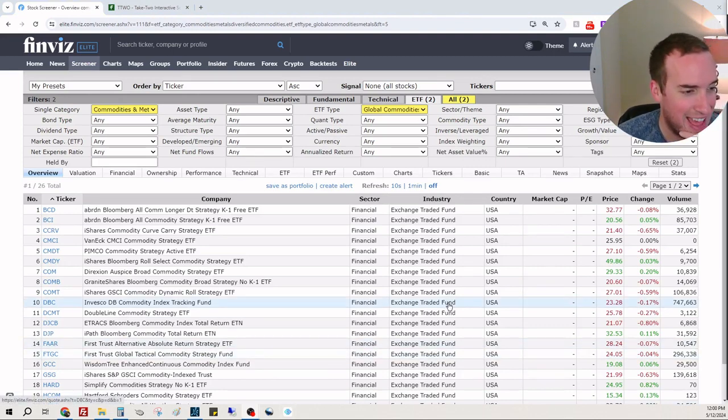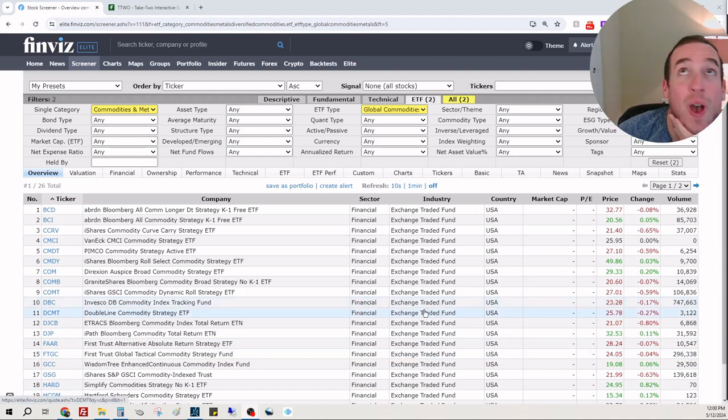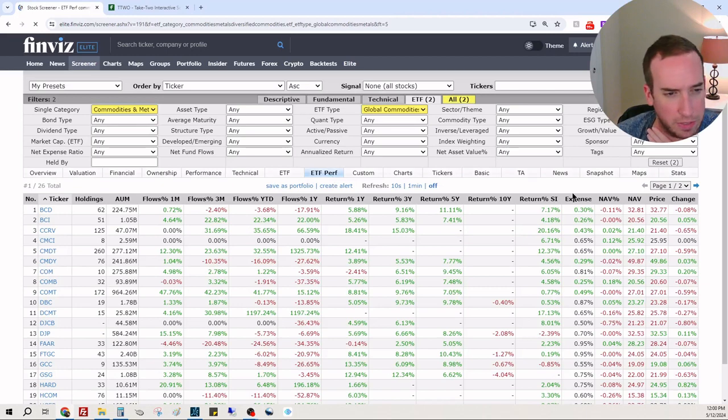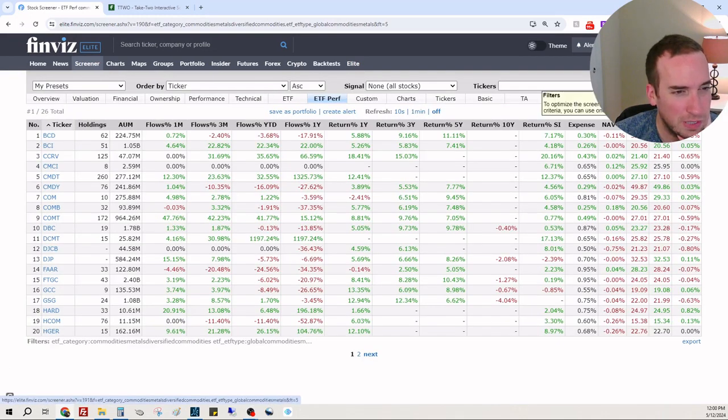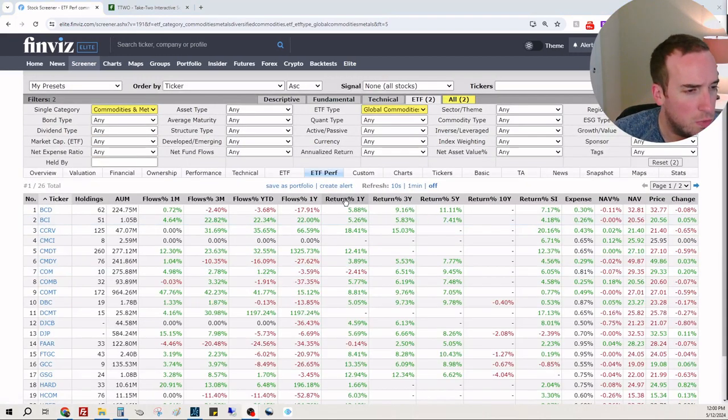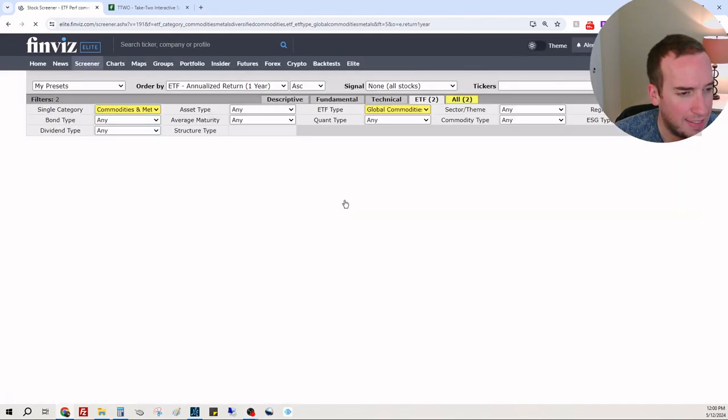There's 26 that apparently have different types of commodities. I think what I want to see is a year-to-date return over 5%. Where's year to date? Flows, return 1 year. Where's the return year to date? I guess the 1 year return. Okay, let's go back. Return 1 year, we'll look at the highest.